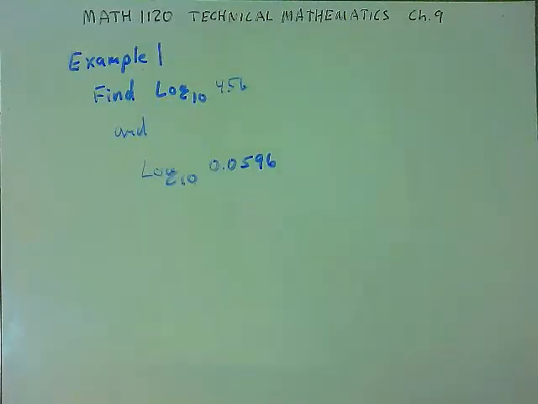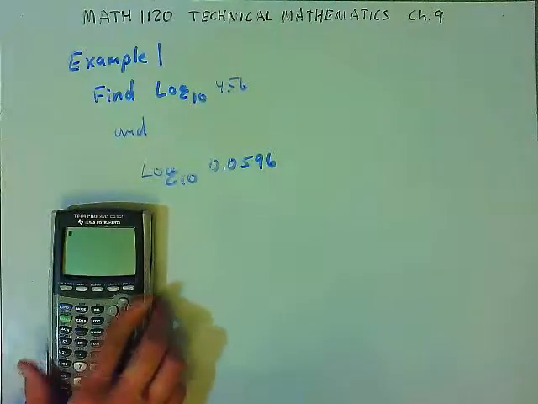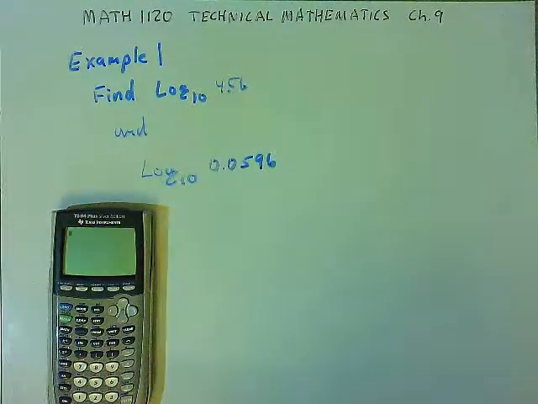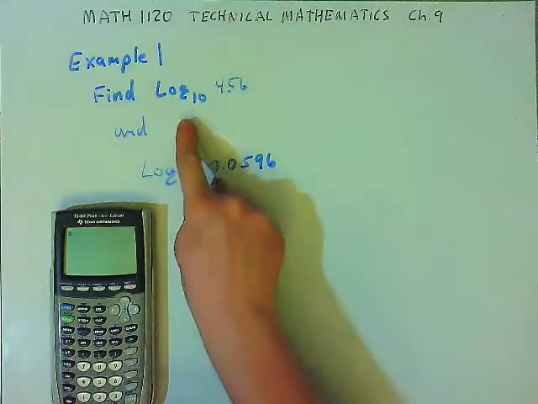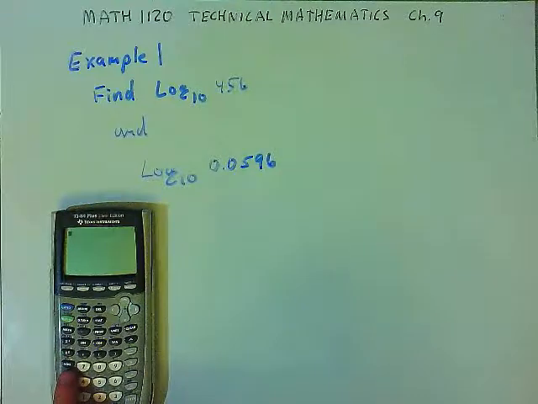This is example 1. It says find log base 10 of 456, and also find log base 10 of 0.0596. We'll use our calculator to do this. The answer is not going to be a whole number or even an integer; it's going to be some decimal, and the book wants us to round to 4 significant figures. To do this, we want the log base 10. That's just the common logarithm, and that's the button your calculator has on it. The log button means log base 10. So you hit the log button, you type in 456, and you press equals.